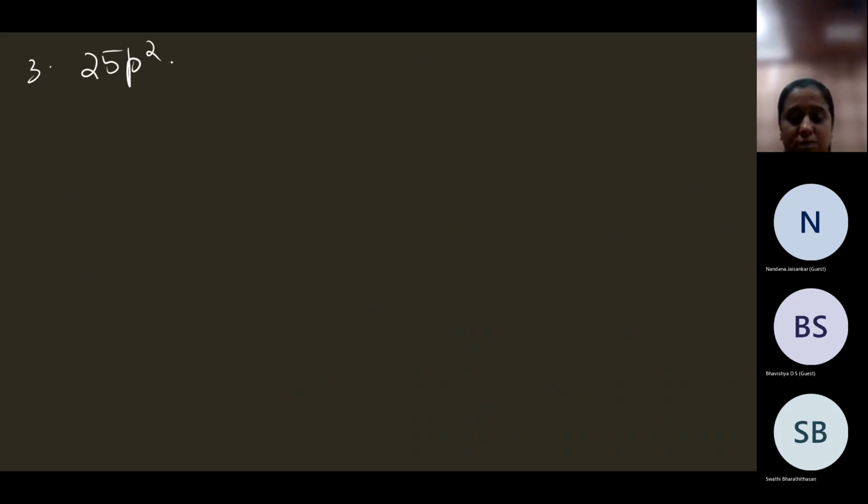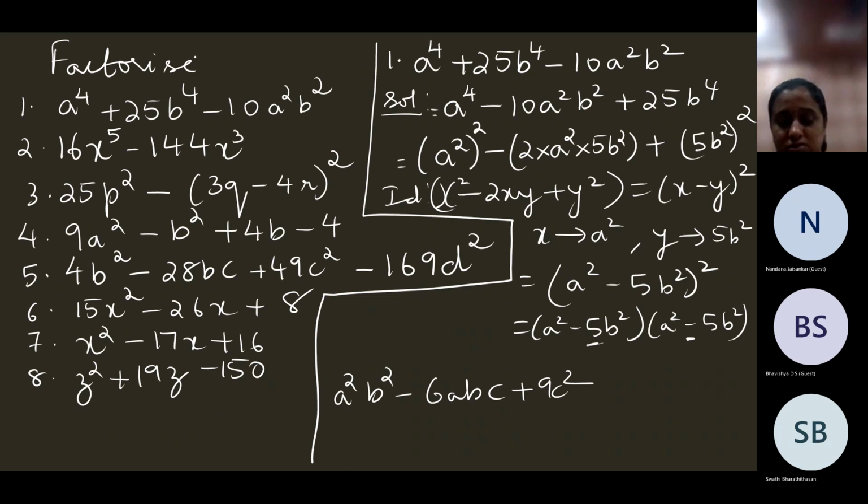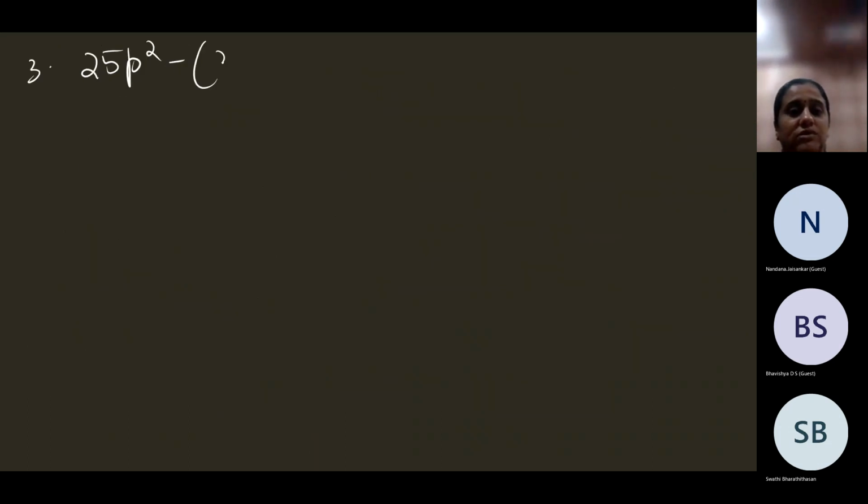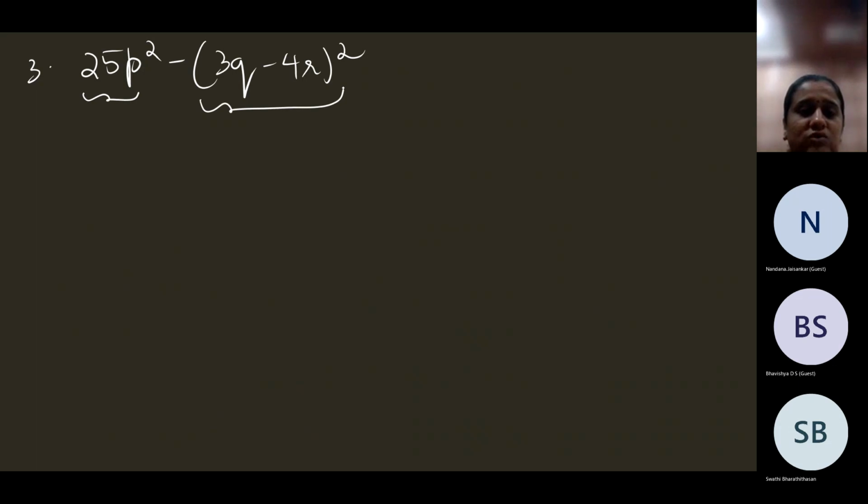25p square minus (3q minus 4r) the whole square. So again, you can see that this is a perfect square. This is also a perfect square. There's a minus in the middle. So this is of the form a square minus b square.